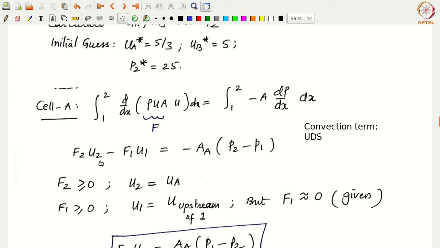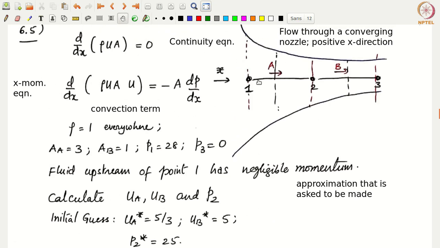But fortunately, in this case, you don't have to look for less than 0 cases, because all the flow rates are positive, right? Essentially the flow is in the positive x direction. As a result, all F values are greater than or equal to 0. In fact, all are greater than 0 because there is some flow happening. Okay, that means because F2 is greater than or equal to 0, what will be the value of u2? u2 can be taken to be its upstream value, that is uA, right?